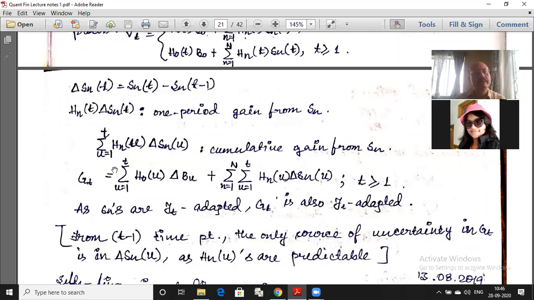And to understand the gain of a portfolio up to time t, then I'll have to sum over all the stocks and the bank. So here, this is the cumulative gain from the bank, and this is the aggregate cumulative gain from all the stocks. So GT is my gain up to time small t. So again, GT is a process. Now note that using that same convention here, the essence are all FT adapted. So GT is also FT adapted. Is this clear?